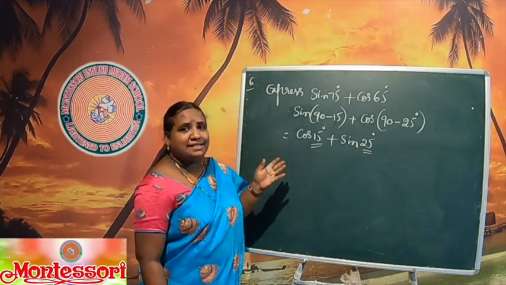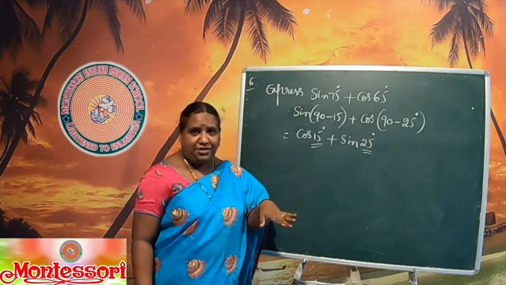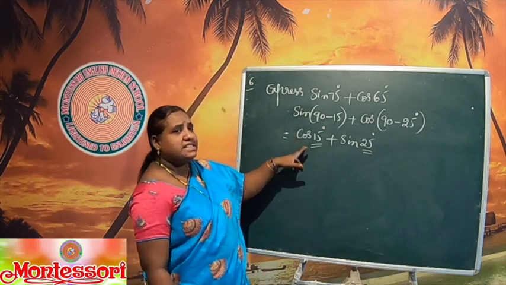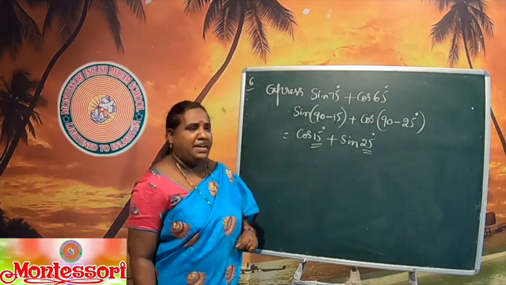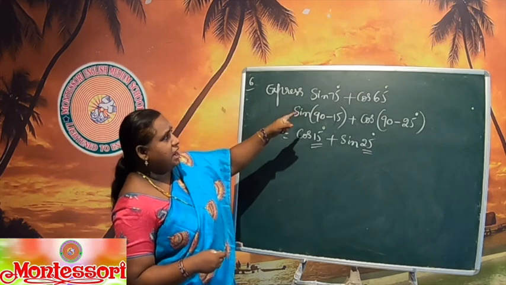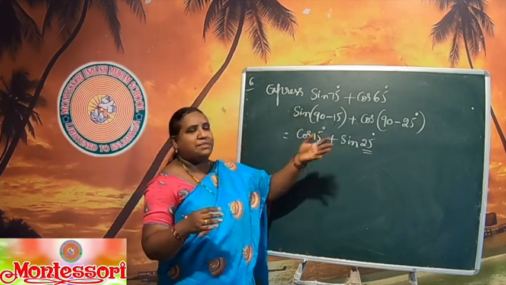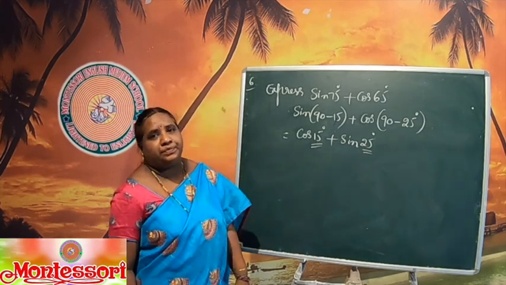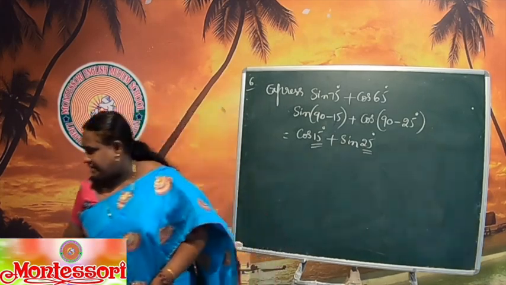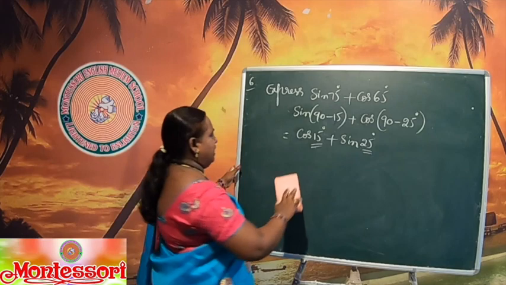So what did they ask? Change the trigonometric ratios in such a way that the angles are between 0 and 45. Very simple technique. 75 and 65 are more than 45. Now to get less than 45, change them by using trigonometric complementary angles. So this is it, children.